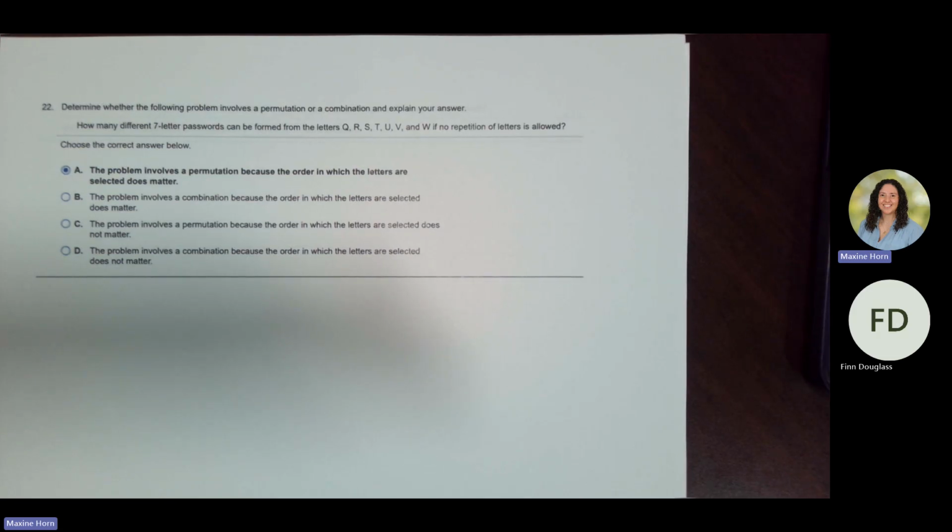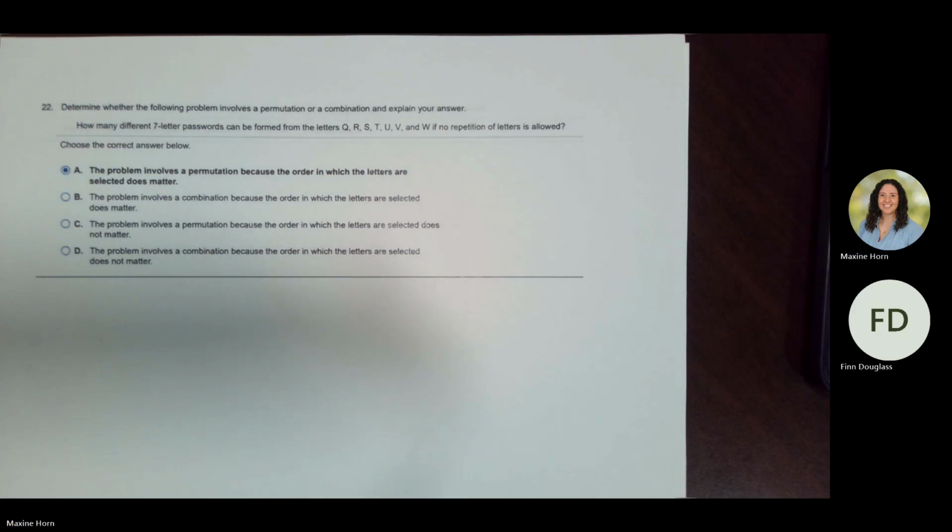But let's keep reading. How many different 7-letter passwords can be formed from the letters Q, R, S, T, U, V, and W if no repetition of letters is allowed? Now, they're not asking us to actually calculate the number of different passwords. They're just wanting to know, given this criteria, is this a permutation or a combination? It's a permutation because the order in which the letters are selected does matter.